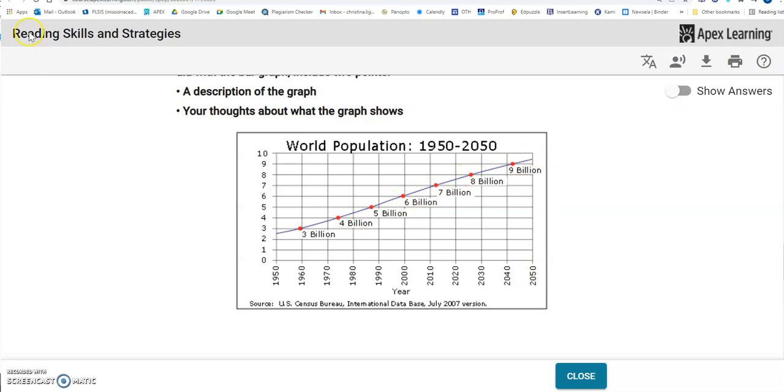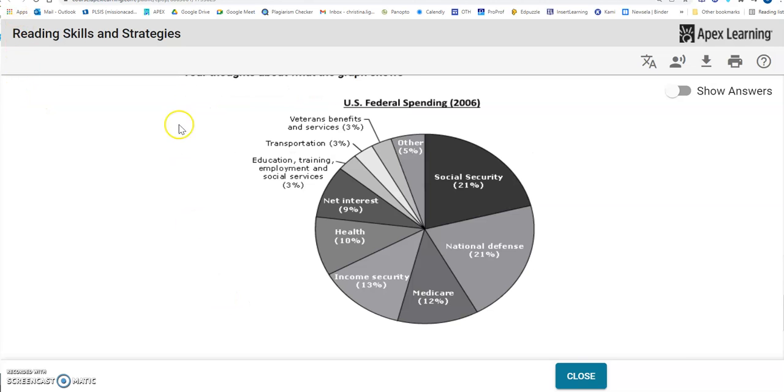Okay, let's move on to the last one, a pie chart. This is the pie chart. This pie chart we see is going to measure US federal spending. This is basically what like the government, not California, but the White House, that government spent in 2006. What a pie chart does is it really just tells you percentages.